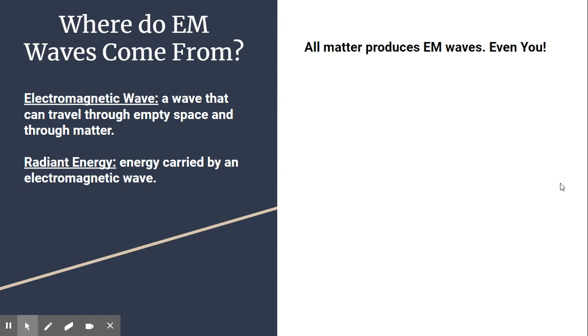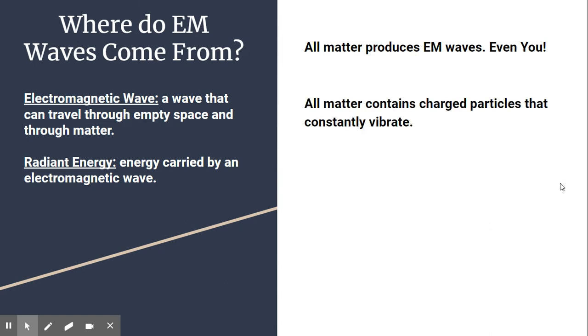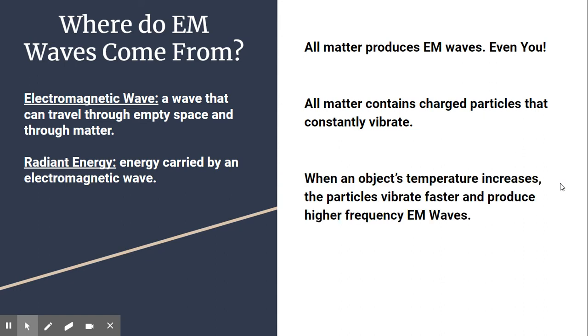An interesting thing is true though. All matter can produce, and does produce, electromagnetic waves, even yourself. That's because all matter contains charged particles that are constantly vibrating and moving. And as each one of those charged particles vibrates, it gives off electromagnetic waves. An interesting thing happens though when an object's temperature increases: the particles vibrate faster and produce higher frequency electromagnetic waves.